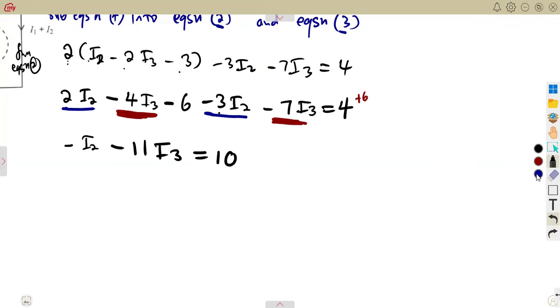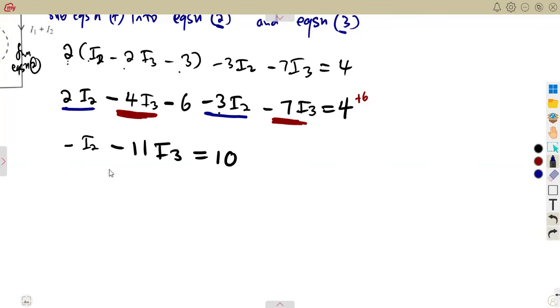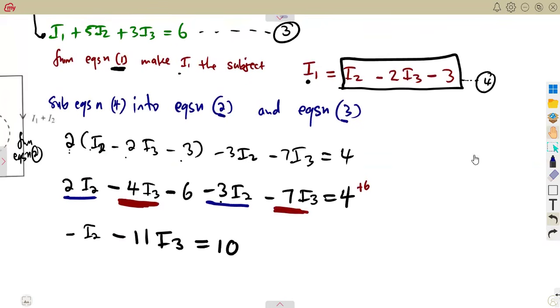So we have an equation with I2 and I3 only, only 2 currents, only 2 unknown values, that we have formulated when we substituted in equation 2. So we are going to continue as usual with our equations, guys. Remember, we were at equation 4.